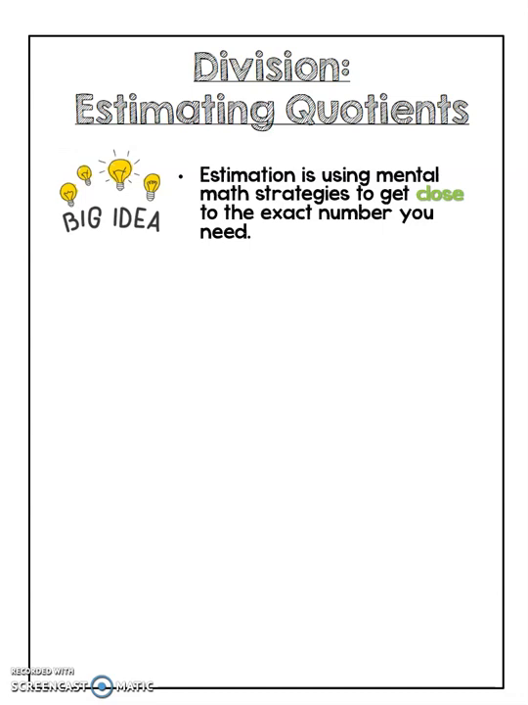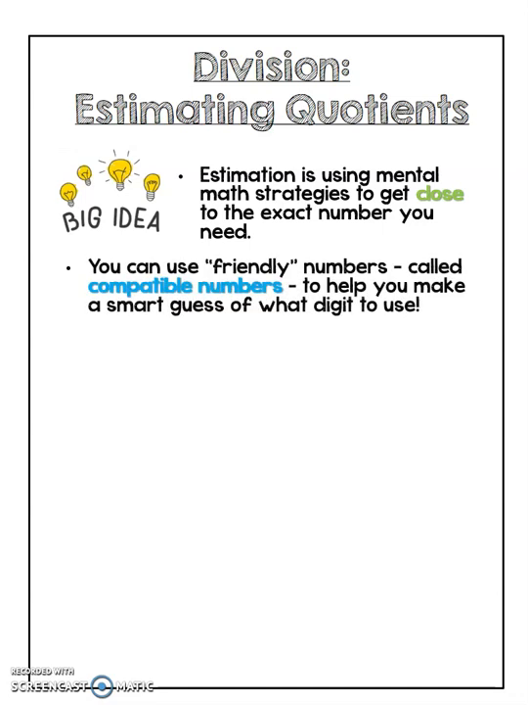So instead of trying to write out all of your multiples, which is a strategy you could use, you can also use friendly numbers. The math term for this is compatible numbers, and that can help you make a smart guess of what digit you're going to need or how many groups you're going to need to use when you're solving your division problem. So let's take a look at an example.